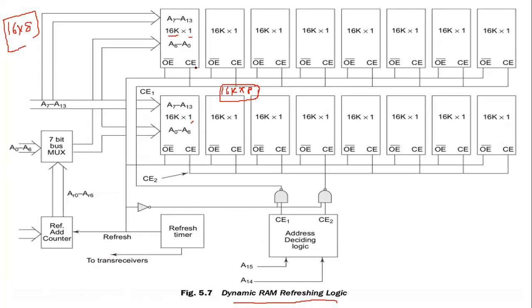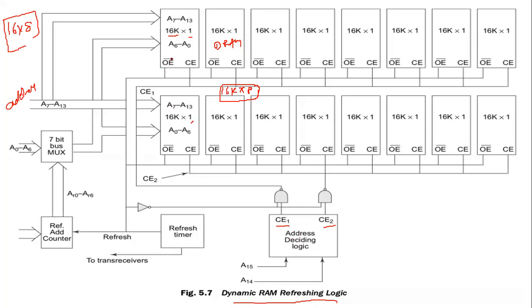Each and every DRAM is connected to this CE1, CE2 logic. See this, CE1 as well as CE2. Again, the address lines are common. These are the address lines, and they are common. Each is connected to the address decoding logic, CE1 as well as CE2.